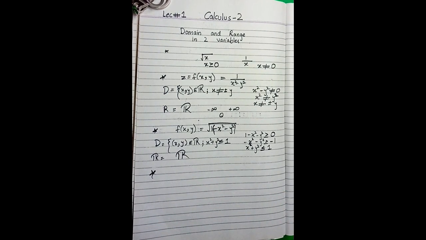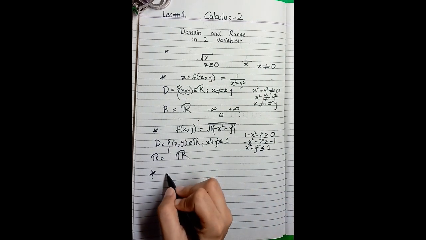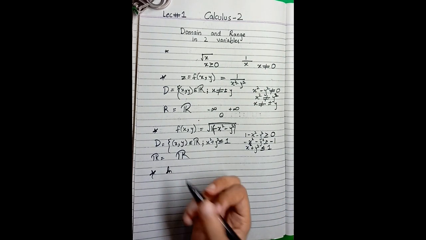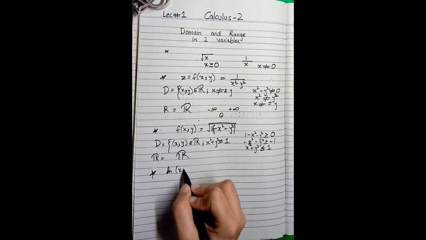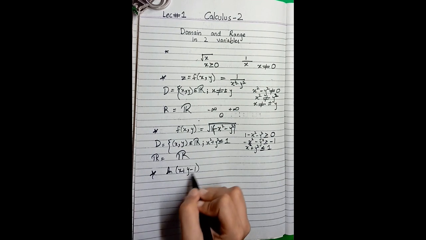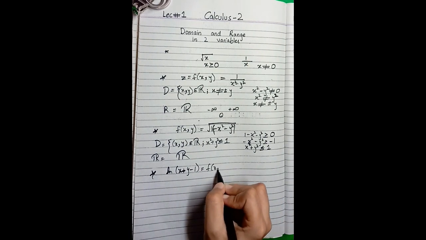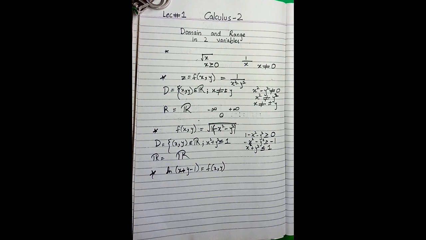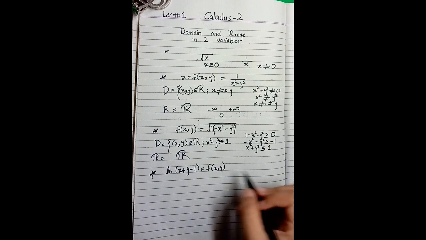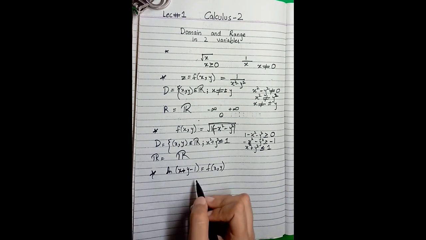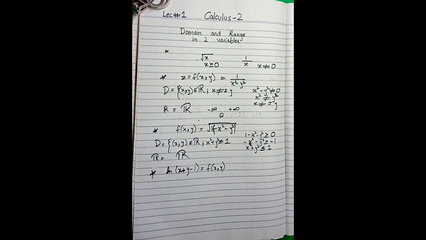Now if we take the log, this is a new example, different from the other. If we take the log of x plus y minus 1, what will be our domain? This is also a function of x and y. For this, we have the condition that whatever we have inside the log should be greater than 0.